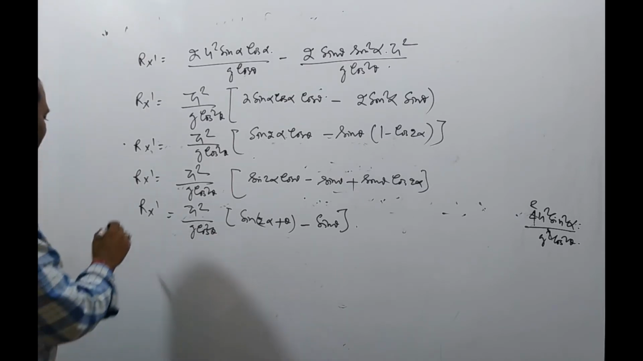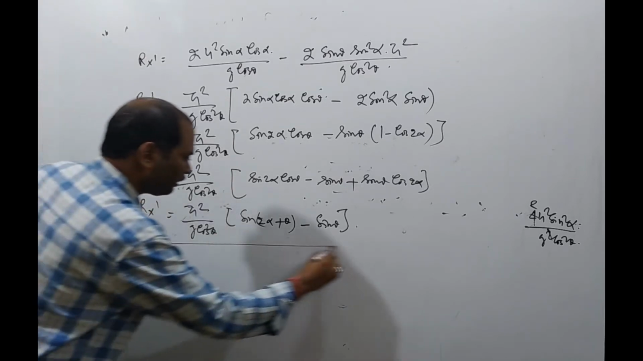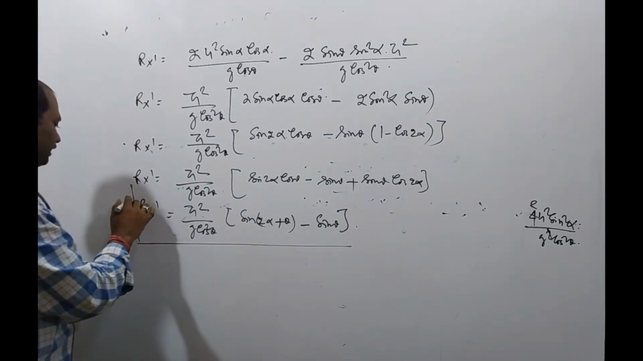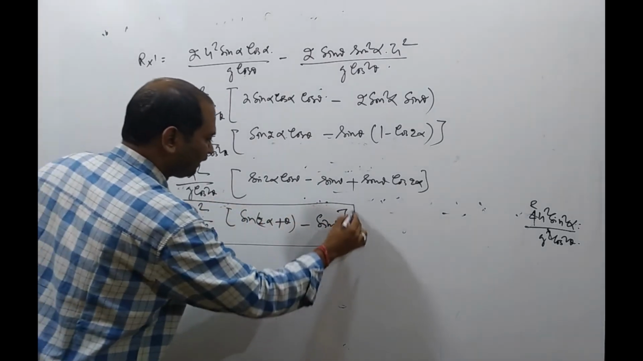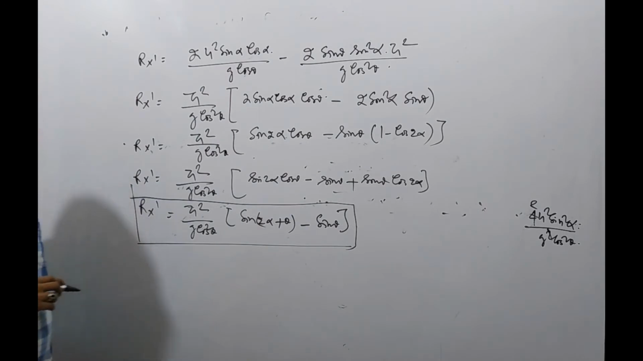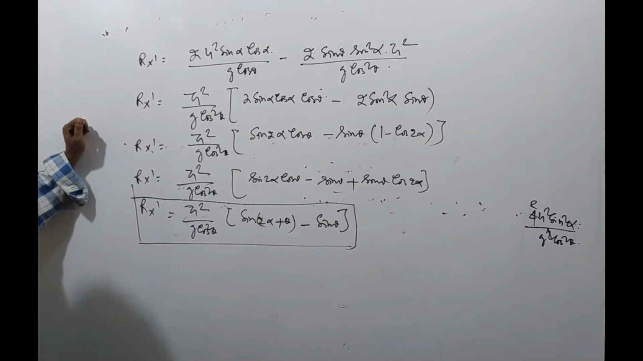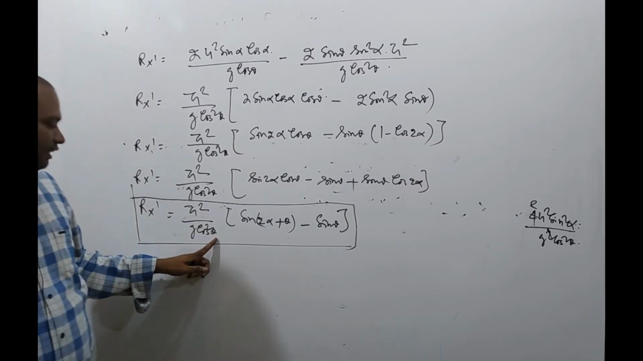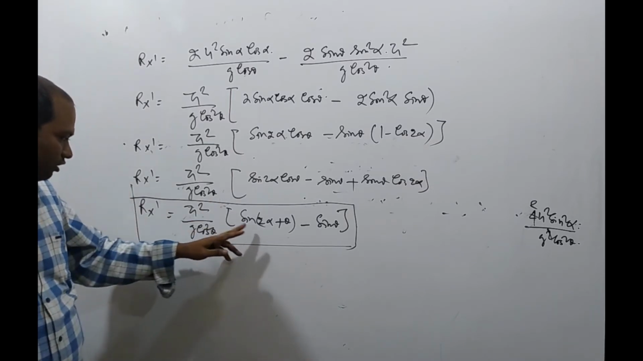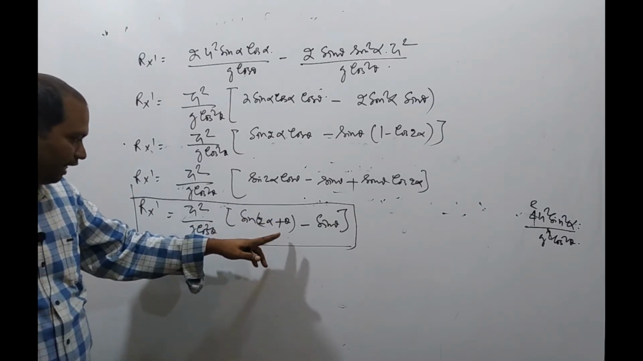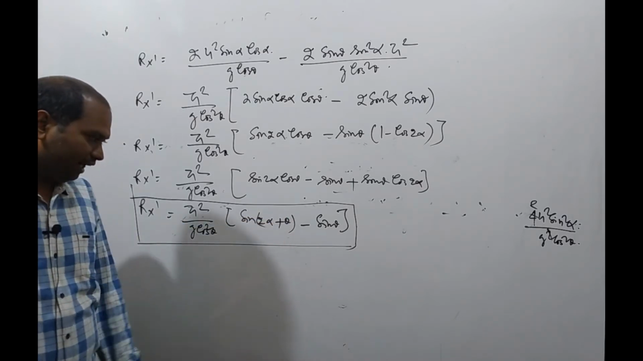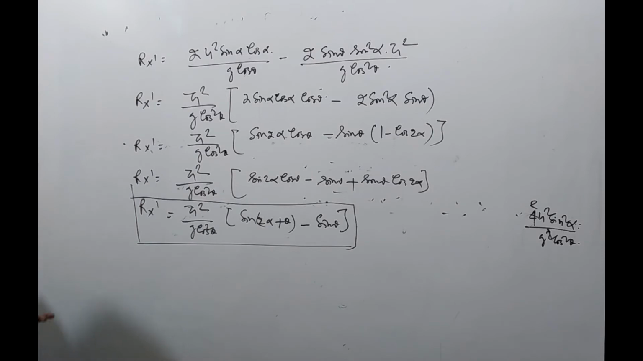this is the expression for the horizontal displacement in x dash axis. In x dash axis this will be the horizontal displacement: u square by g cos square theta whole into sin 2 alpha plus theta minus sin theta. Okay, again this formula we have to check: if there is no inclined plane then theta is what? 0.